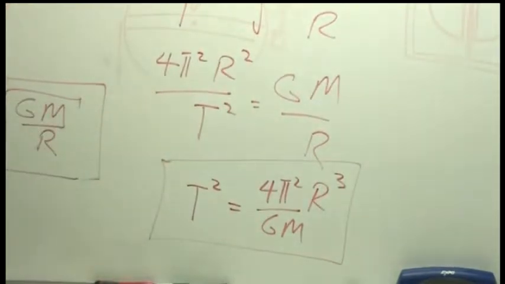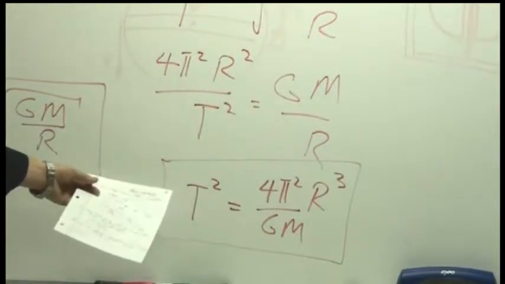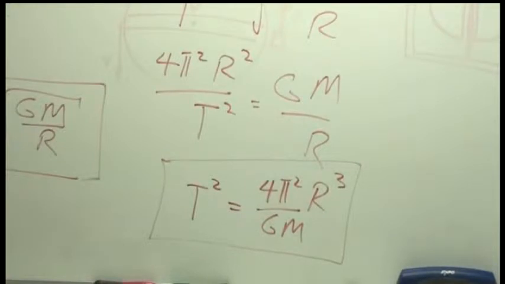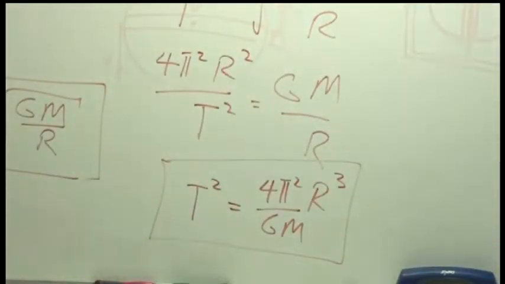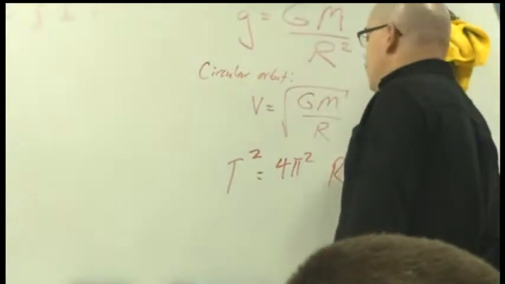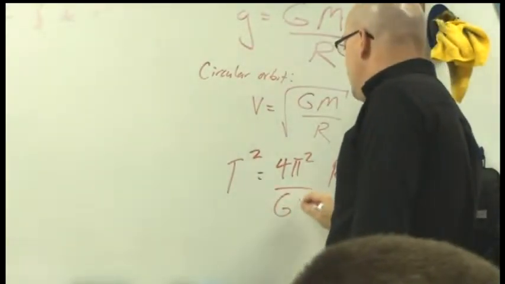Okay. That explains. You remember Kepler? His crazy time period squared equals some constant times radius cubed? Yes. That's derived from circular motion, assuming circular motion, and Newton's law of gravitation. So there you go. You got to be able to derive that. T squared equals 4 pi squared r to the third over GM.